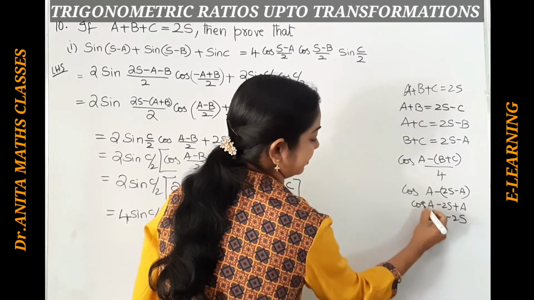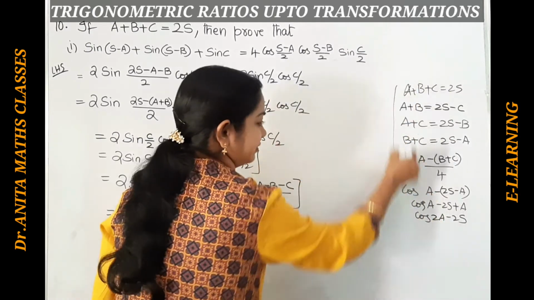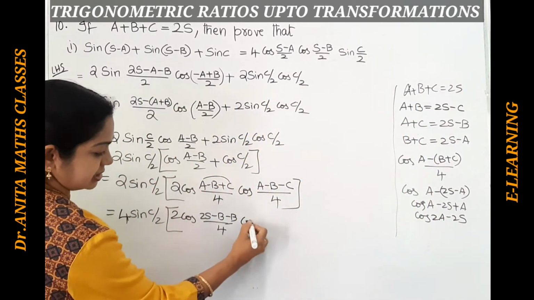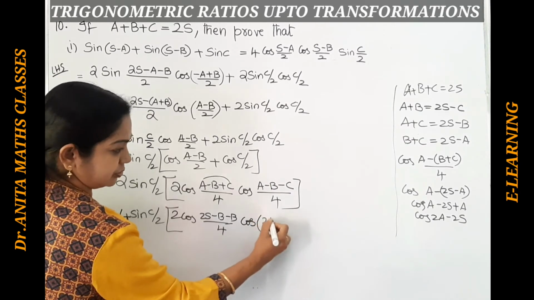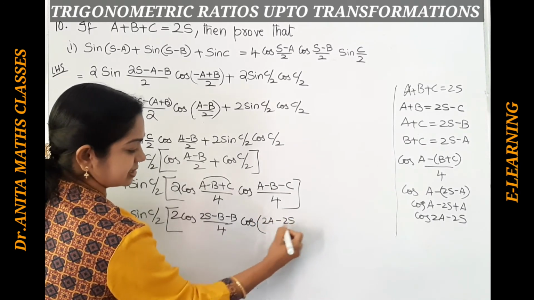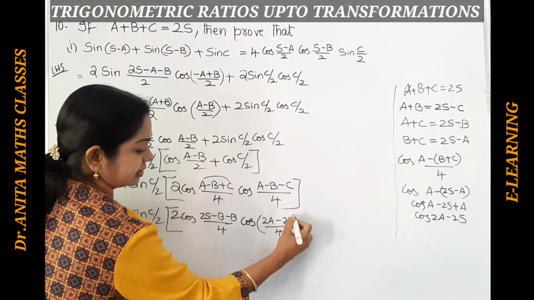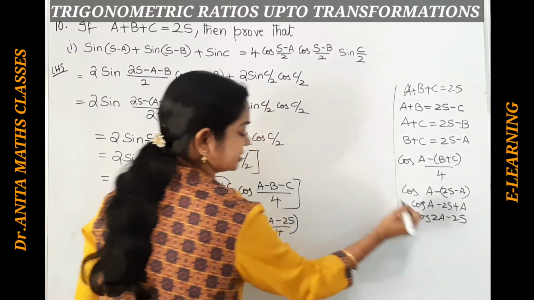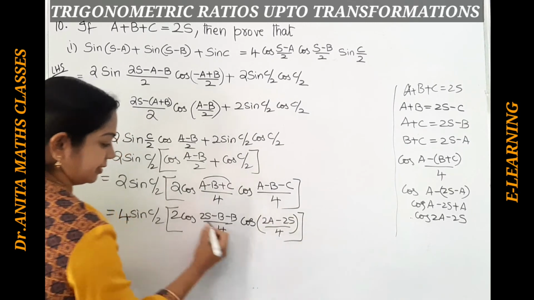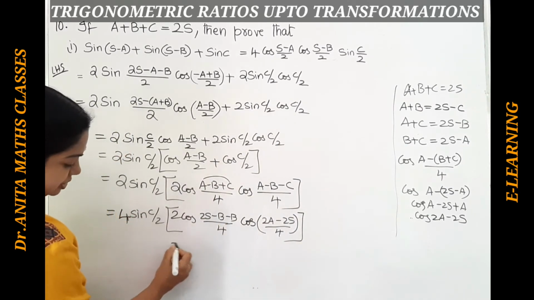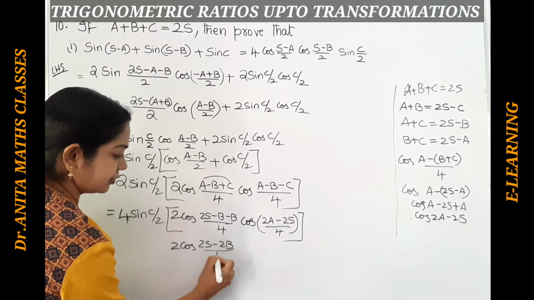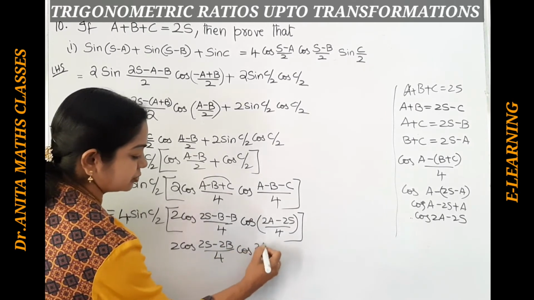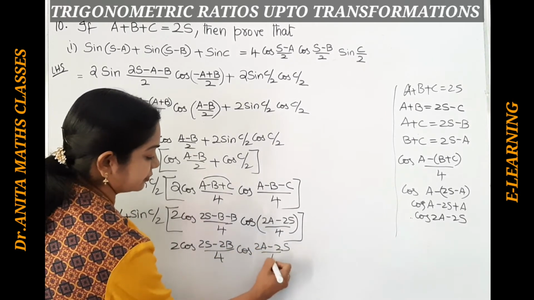So we have here cos. So that way this becomes 2 cos of 2a minus 2s by 4. I can write it as directly here from this. Here also 2s minus 2b. So this is 2 cos 2s minus 2b by 4 and cos 2a minus 2s by 4. Right.